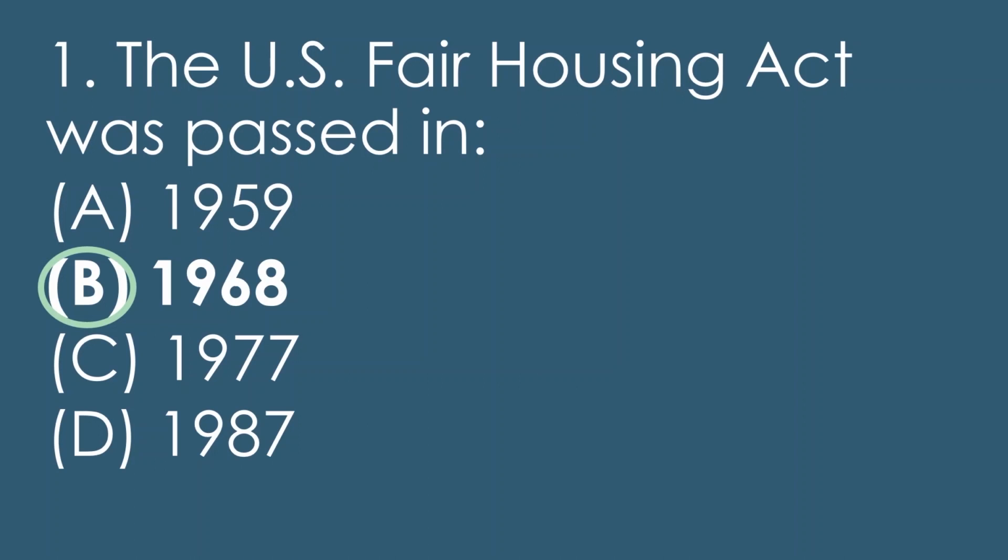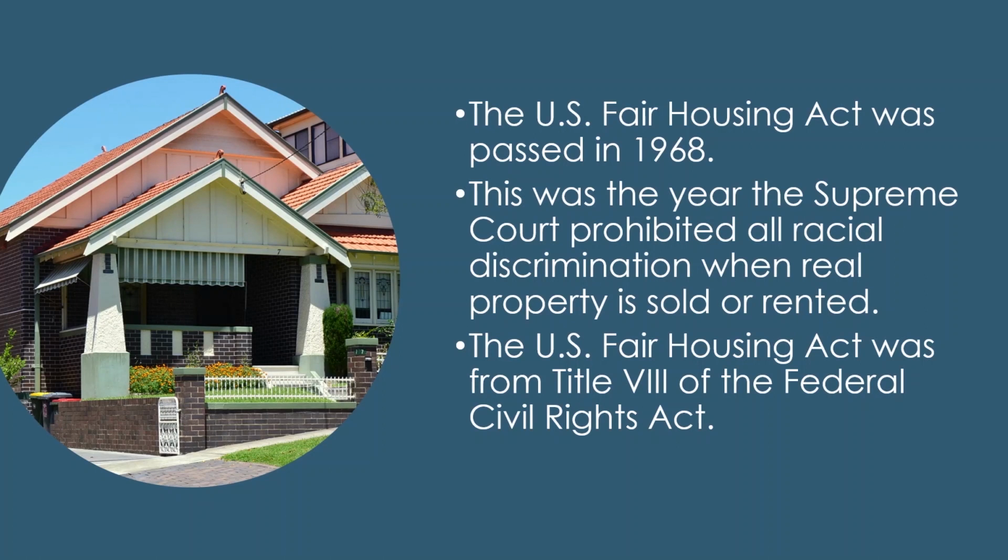It prohibits discrimination in the sale, rental, advertising, offer of brokerage services, loans, or appraisal services based on a person's race, color, religion, sex, marital status, national origin, or handicap. So 1968 is the main one. The first one was from 1866, but the main one is 1968, and that is what we refer to as the U.S. Fair Housing Act. This was also the year the Supreme Court prohibited all racial discrimination when real property is sold or rented, and the U.S. Fair Housing Act comes from Title VIII of the Federal Civil Rights Act.